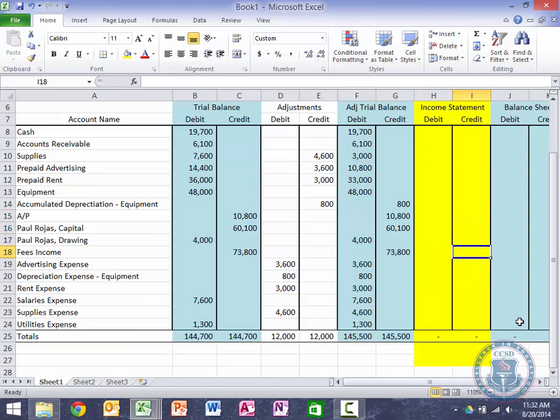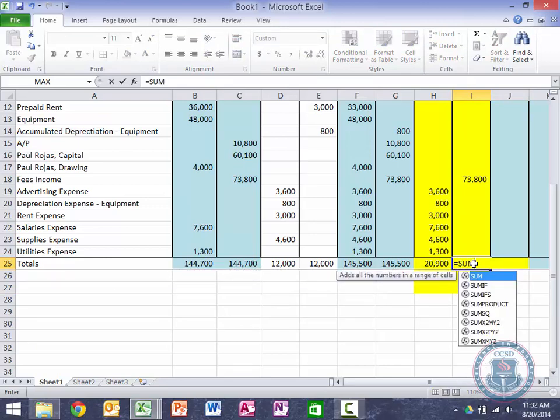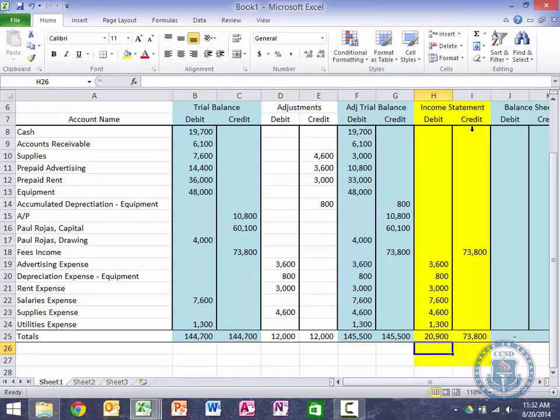Yes. So we're just going to bring those straight over. Equals this one. Equals this one. I'm going to drag that straight down. I got them all in here. Now, these don't equal. What's my problem?